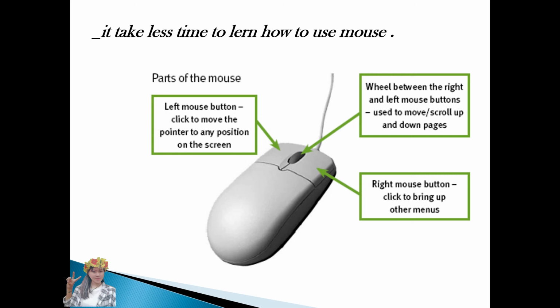Left mouse button: click and move the pointer to any position on the screen. The wheel between the right and left mouse buttons is used to scroll up and down the page. Right mouse button: click to bring up other menus.